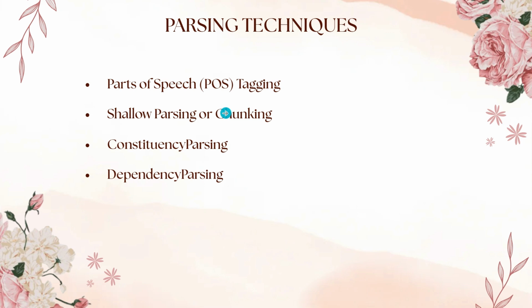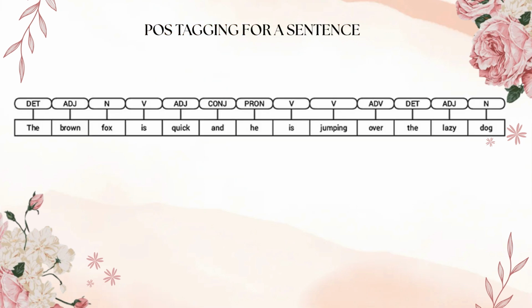These are the major parsing techniques available for tagging the given sentence. First one, parts of speech, simply we can say POS tagging. Second one, shallow parsing or chunking. Third technique name is constituency parsing. Fourth technique name is dependency parsing. Let us start with the first one, POS tagging, that is parts of speech tagging.